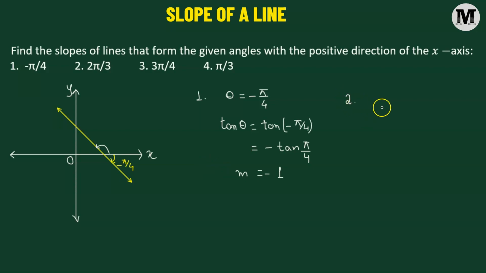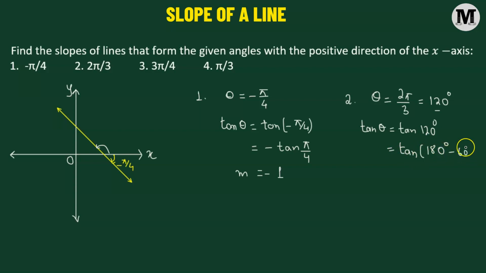Problem number 2. Here we have the theta value given as 2 pi over 3. Now 2 pi over 3, that's also 120 degrees. So that's an obtuse angle. So that means we should get a negative slope. So let's try to find out the value. Tangent of theta is going to be equal to tangent of 120 degrees. Now 120 degrees can also be expressed as tangent of 180 degrees minus 60 degrees. 180 minus 60, that's 120 degrees.